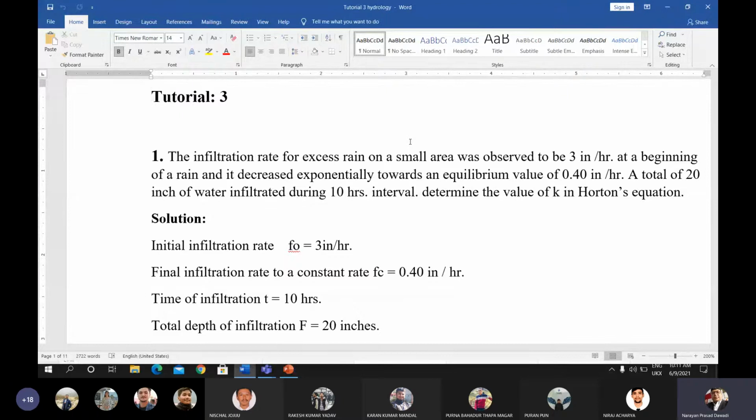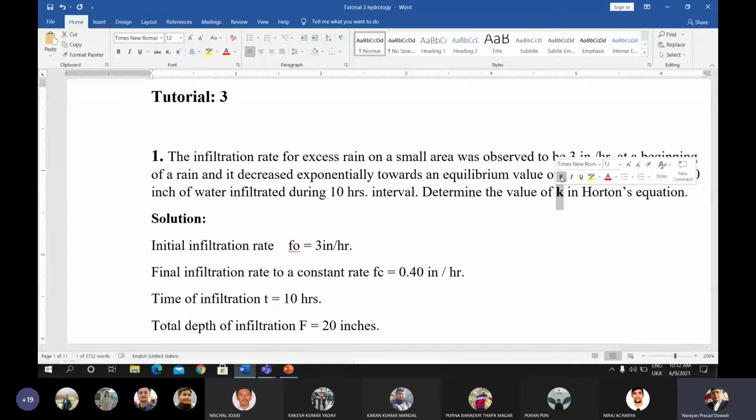We have already studied Horton's equation. This equation is used to find the infiltration capacity of the soil, after plotting the infiltration rate versus time and obtaining the curve. The equation of this curve is determined, and with the help of this equation, for any value of time t, the infiltration capacity of the soil is calculated. So this is related to Horton's equation.